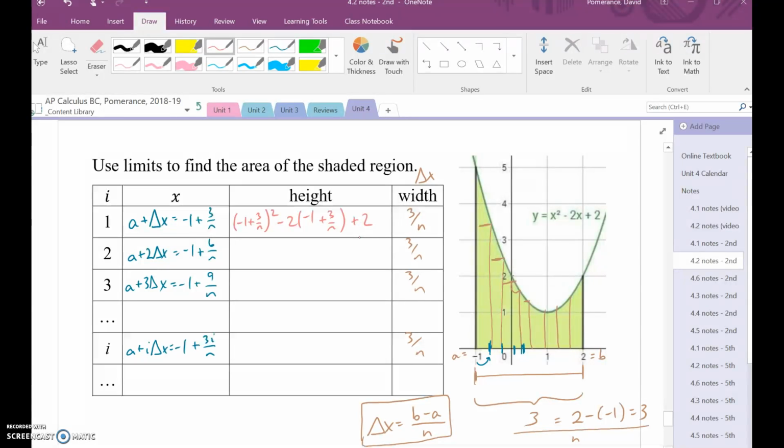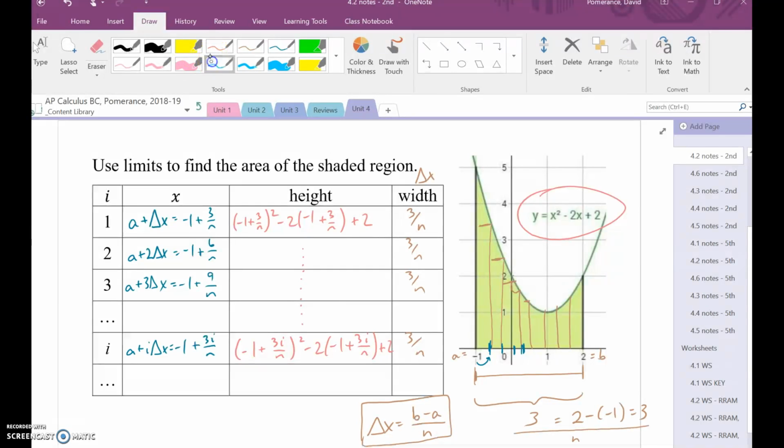Where did that come from? That's our function over here. That tells us the height of each rectangle. So we can do that for each one of these, but the only one we really care about is the ith row. So we'll go ahead and jump down to there and say -1 plus 3i over n, squared, minus 2 times -1 plus 3i over n, plus 2.